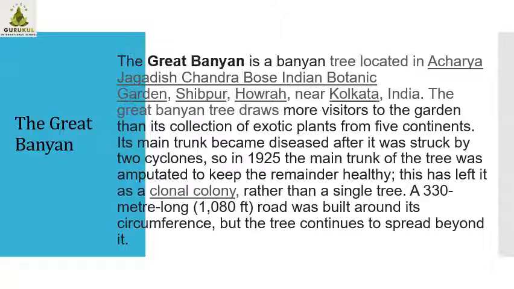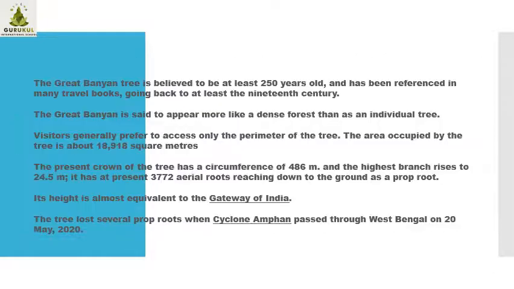Like when we take the circles in the temples, or we take a round on the ground, that is the perimeter. So around that tree a road was built because it is huge, the trunk size is very huge, the circumference is very huge. The road was built around that, but the tree had continued to grow beyond that road also. That is why it is called the Great Banyan Tree.